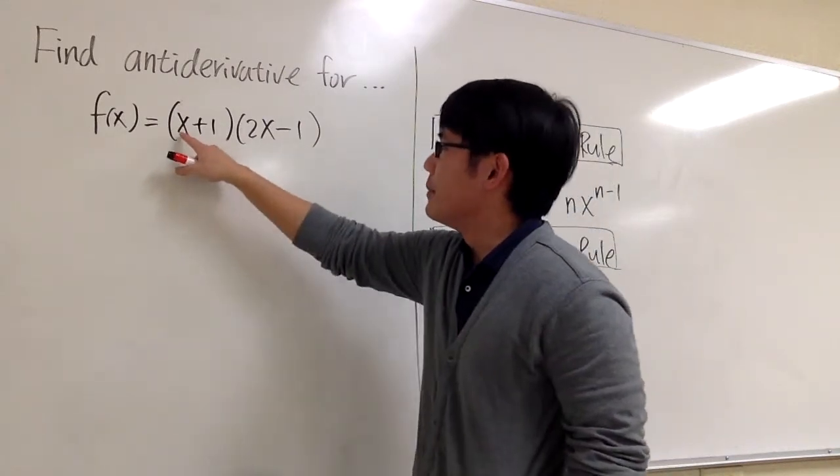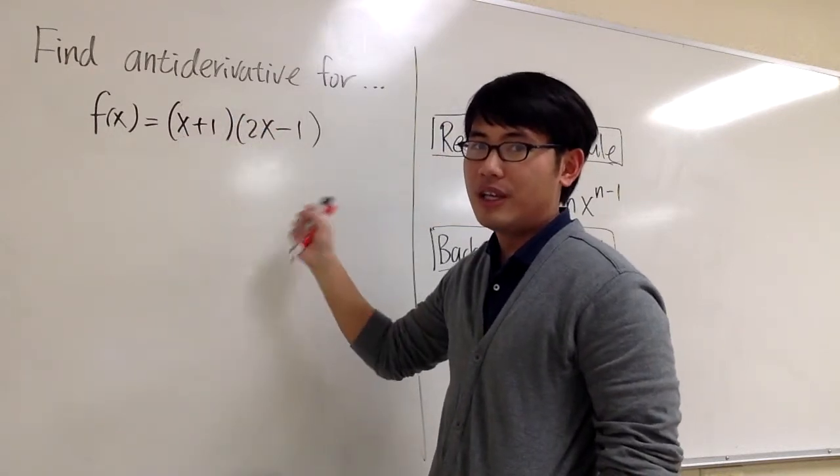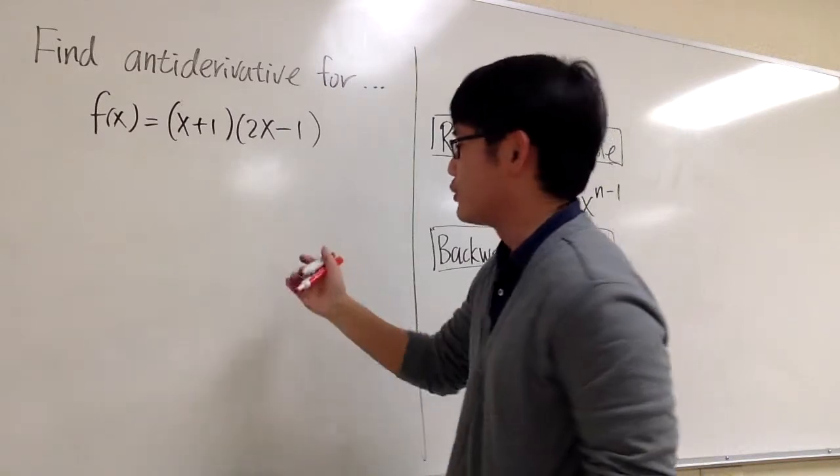What we should be doing is, because this x is going to be affected by the 2x, we should multiply out everything, just like the usual methods. And let's do that first.